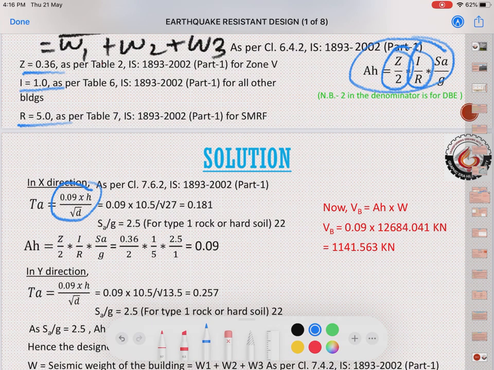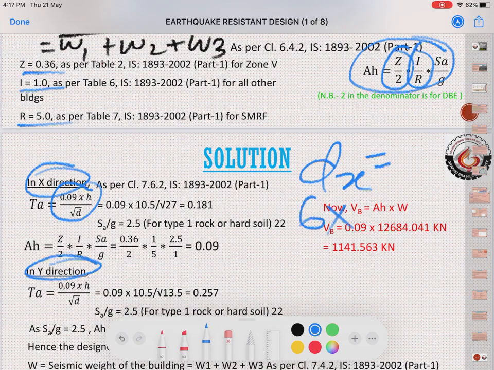Since this is a multi-story building with brick infill wall, you have to use this formula to calculate the time period. The time period has to be calculated in two directions, in X direction and in Y direction, because there are two directions with two different dimensions. In the time period formula you just put everything in, but what is the value of D? D is the dimension in the X direction.